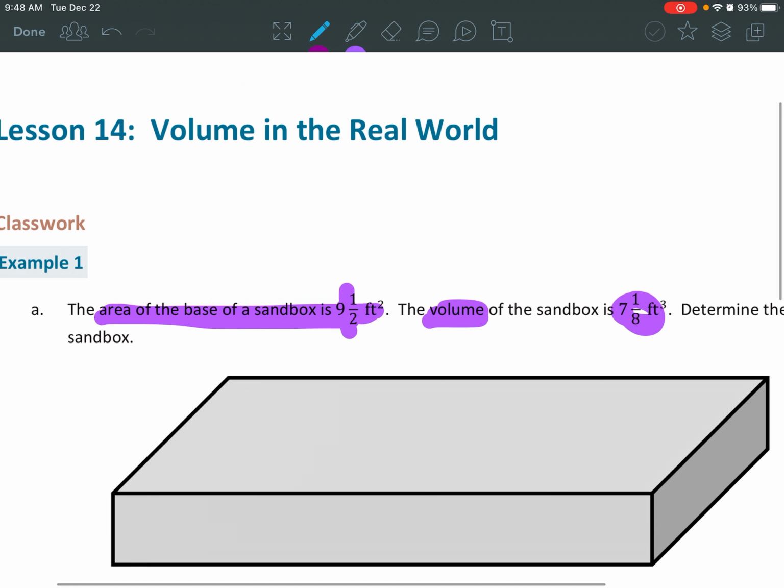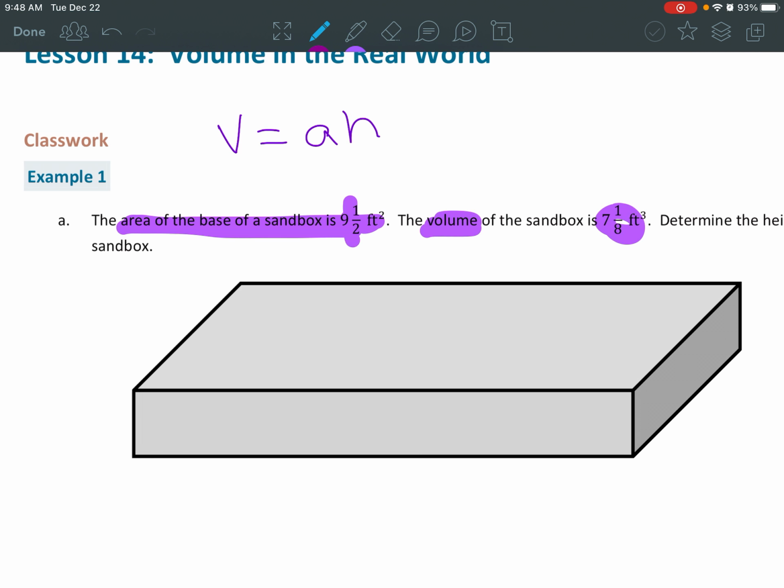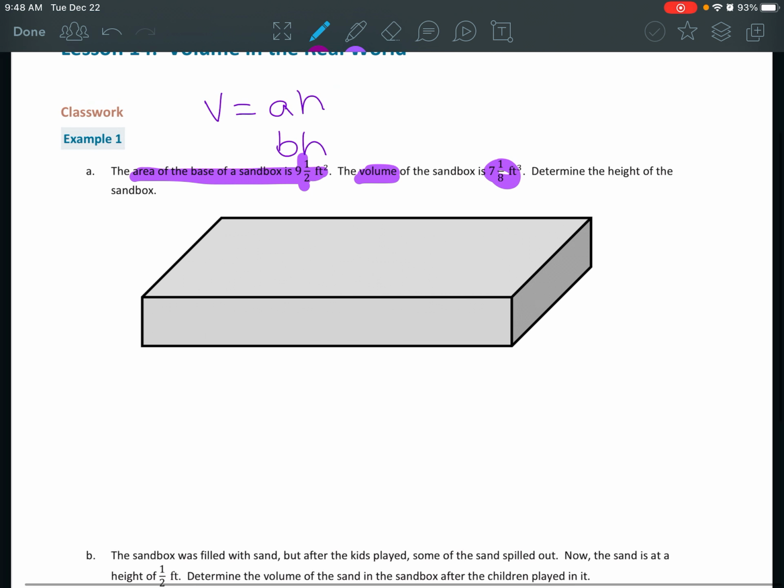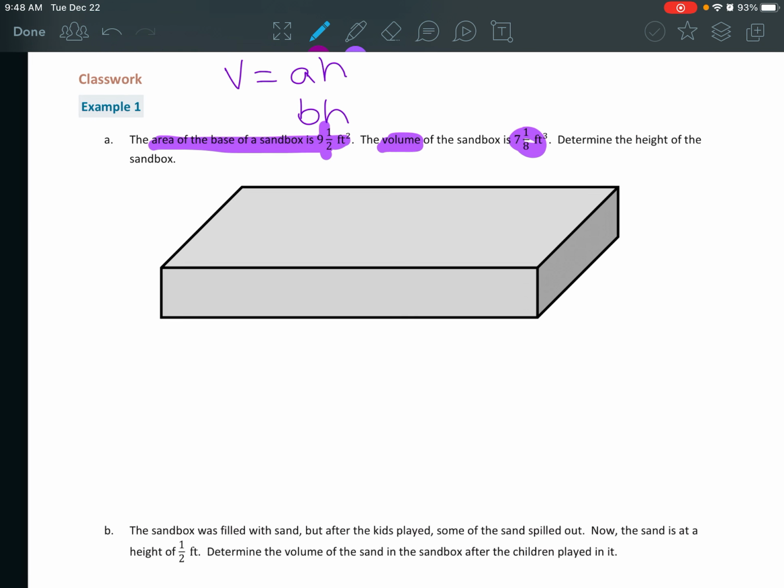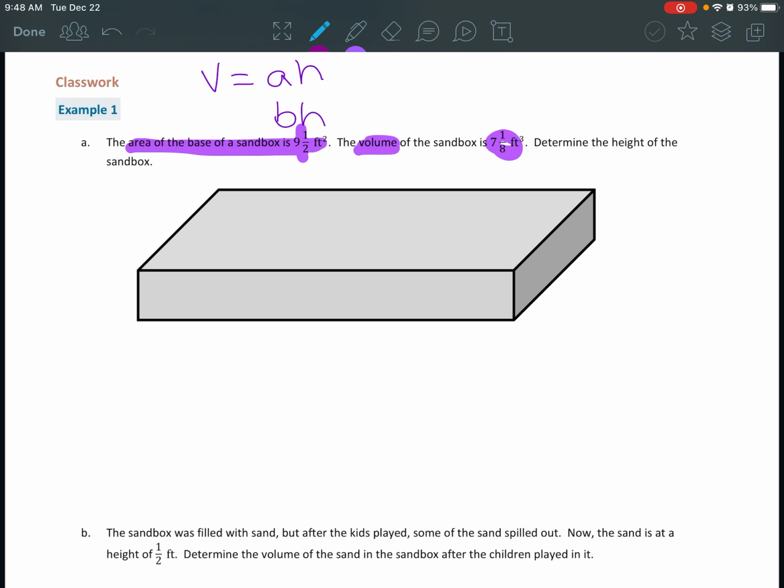So remember we've done volume equals the area of the base times height. Or they used B. I don't remember which one they used. So that is what we're doing. If we set this up, we'd have 7 1/8 feet cubed equals 9 1/2 feet squared times the height.